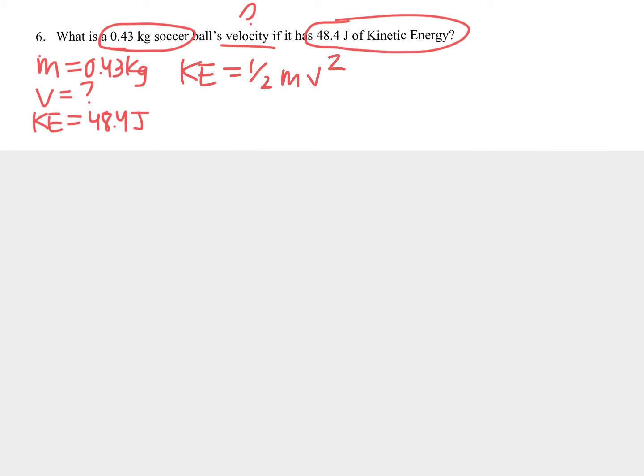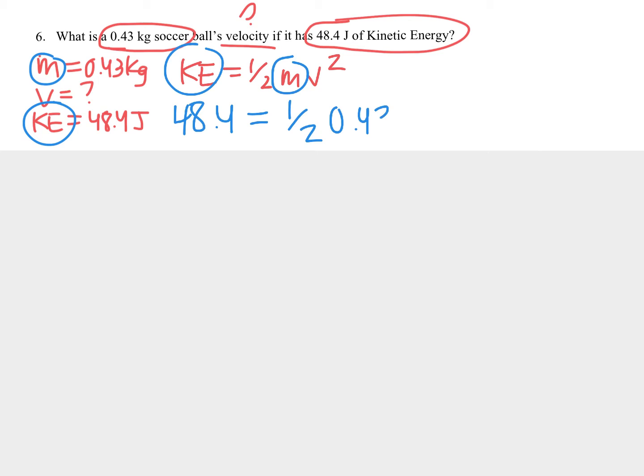Now, I know that I have some of these pieces already. I have kinetic energy, so I'm going to plug that in. 48.4 joules. 1/2 is part of the equation. Next is my mass. My mass is 0.43 kilograms. And last is my velocity, which is what I'm solving for. So I'm going to leave this as v squared. Now that I have that, I'm going to start doing some of my math to help me out. I'm going to leave 48.4 alone for right now, nothing to do with that. But I am going to multiply the 1/2 and 0.43 together.